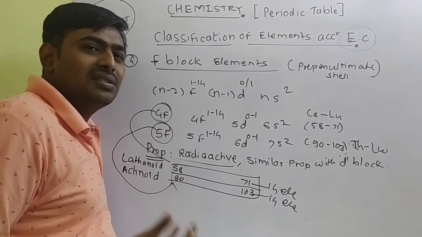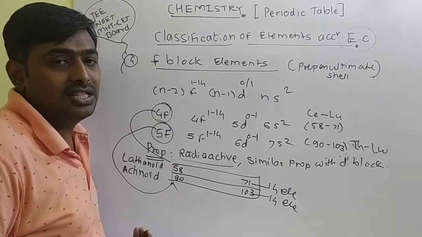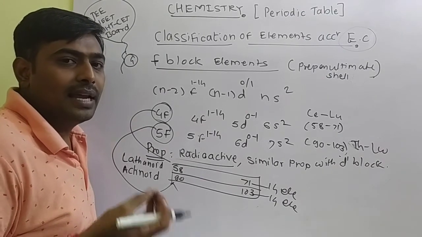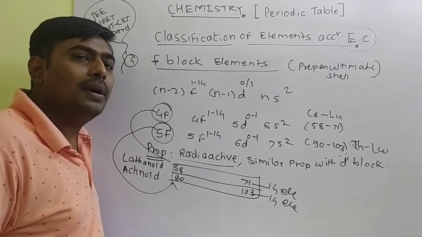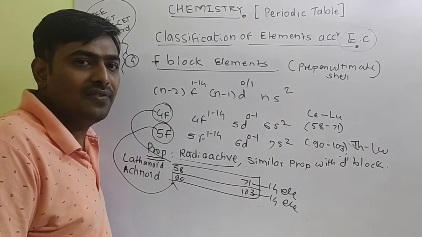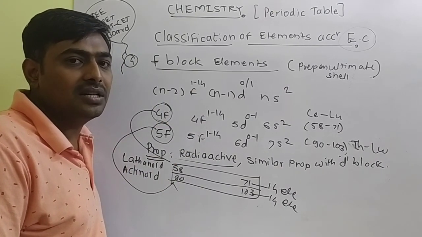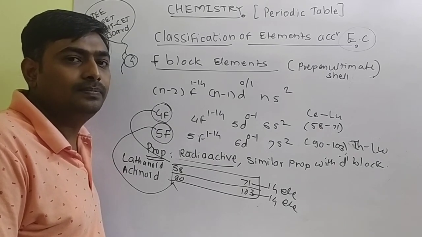Generally they show properties similar to the D block because they are also called inner transition elements. Their atomic numbers are in between the D blocks, so they are inner transition. So most of the properties are similar to the D block system. So these are the classifications of elements according to the electronic configuration: S block, P block, D block, and F block. Thank you.